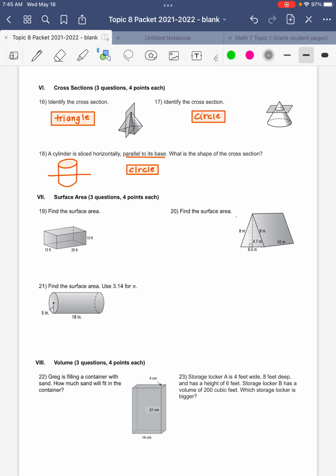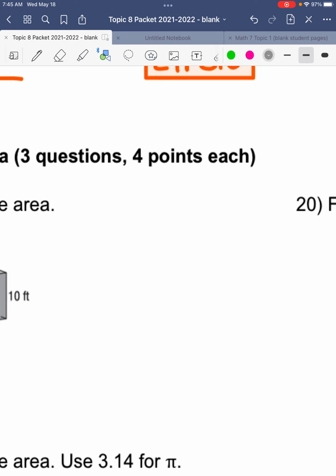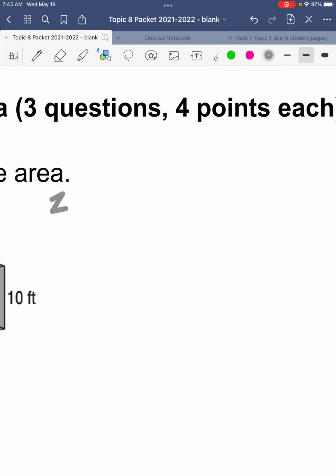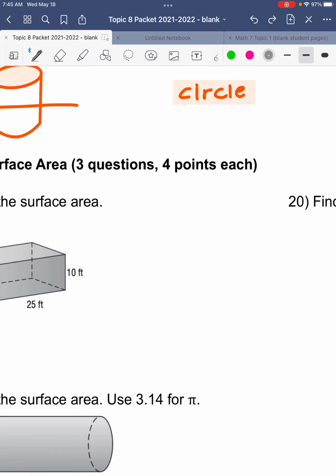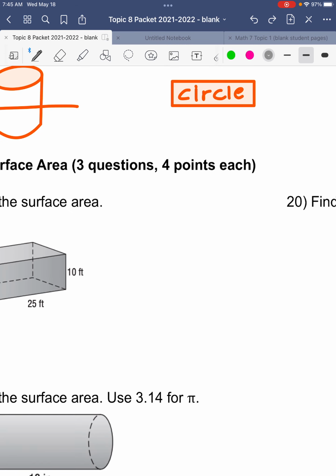Well, this is a rectangular prism. So there is a formula that I can use here. That formula is 2 times the length times the width plus 2 times the length times the height plus 2 times the width times the height.